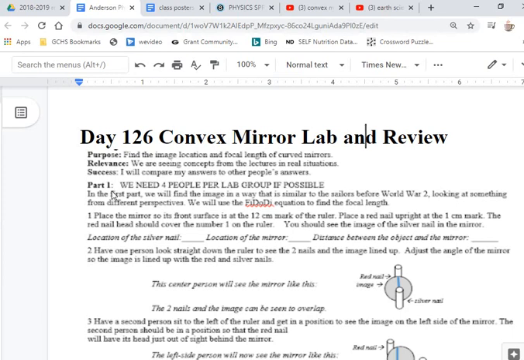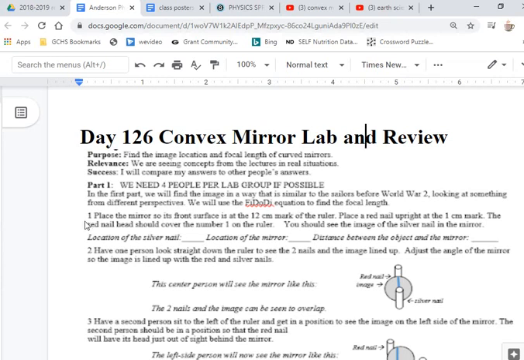Part 1. Now, you're going to have to do this kind of thing for the semester exam. So do not take this lab as being sufficient for learning the skills. You really should try to practice this on your own. In the first part, we will find the image in a way that is similar to how sailors did before World War II, looking at something from different perspectives. We will use the Fedoti equation to find the focal length.